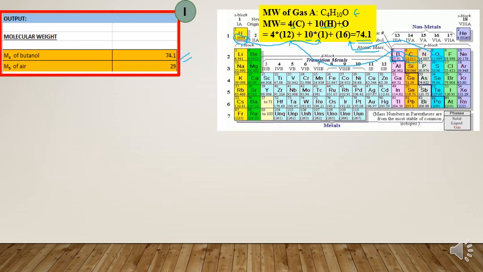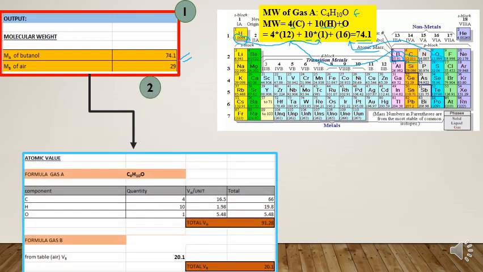The same procedure goes for air in order to calculate the molecular weight of air. Next step, we need to determine the value of atomic volume. I don't want you to be confused between atomic volume and molecular weight. They are two different things: molecular weight is symbolized as MA, and atomic volume is what we need in the formula as the summation of VA and summation of VB.